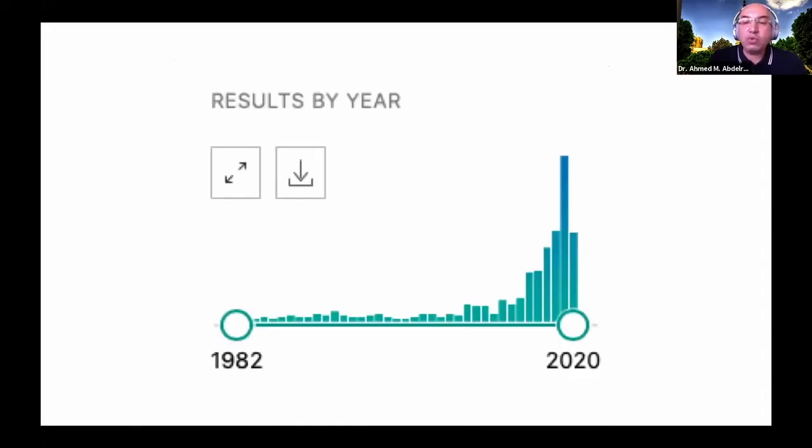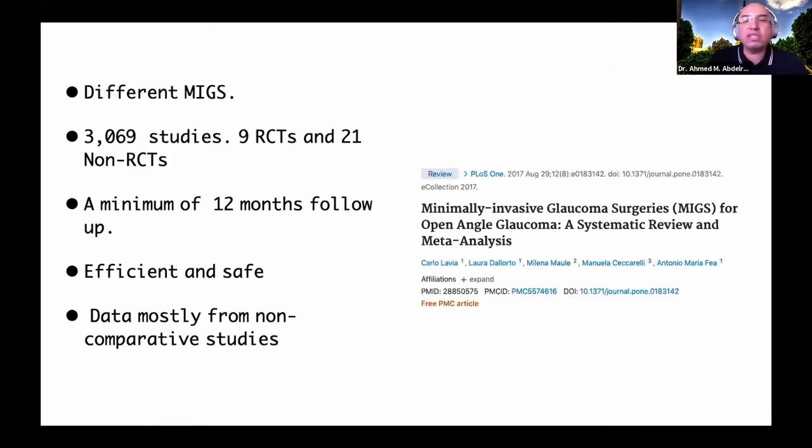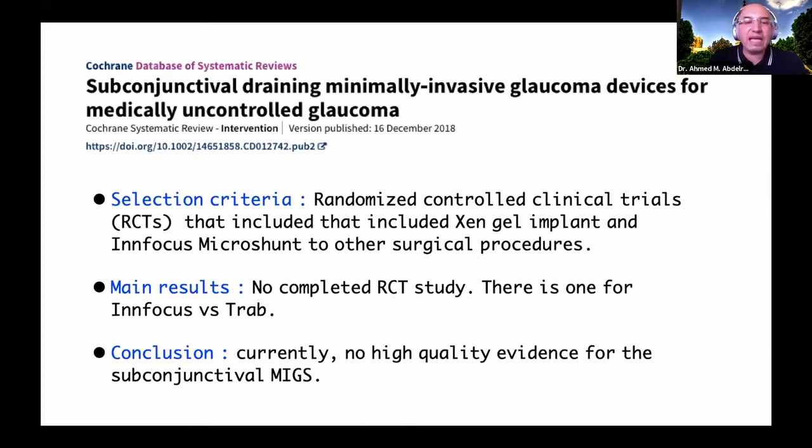There has been a huge increase in the percentage of publications in recent years regarding MIGS procedures. Let me go back to 2017, when there was a systematic review evaluating MIGS, and the conclusion at that time was that yes, they are efficient and safe, but still they mostly come from non-comparative studies. Then in 2018, they tried to find studies evaluating subconjunctival MIGS in the first place, and the result was that there was no highly qualified evidence for subconjunctival MIGS.